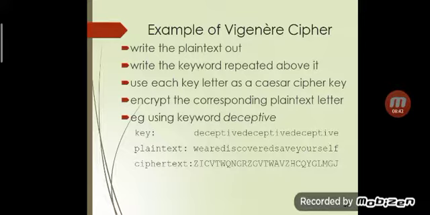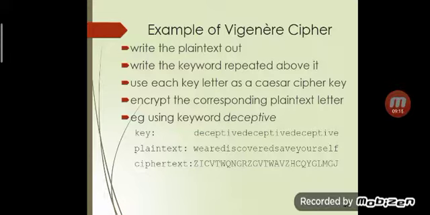Then next is E, and the plain text also consists of an E. So we consider the respective number for E. For E we can assign the number 4. So we add 4 plus 4, that is 8. We consider the respective alphabet for number 8, and we assign this number to the alphabet I. So we replace it with the letter I.